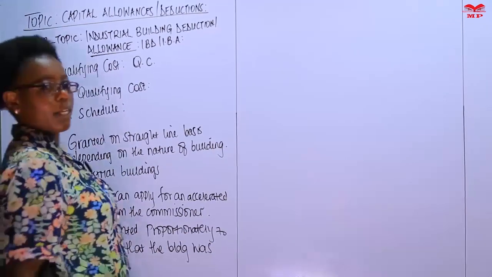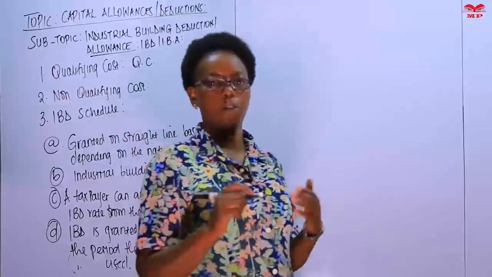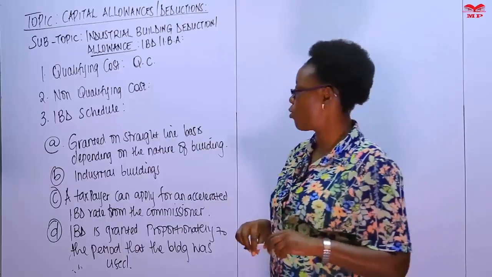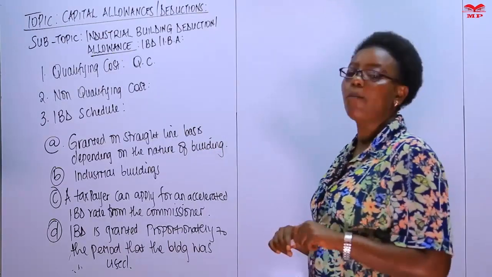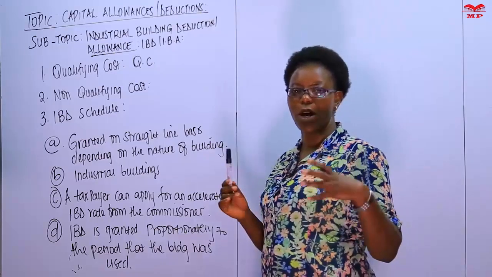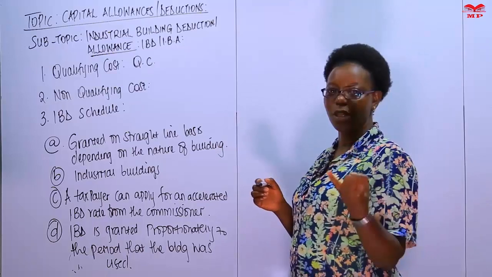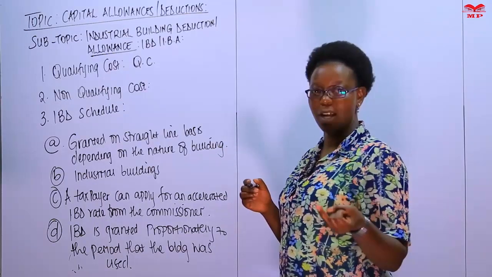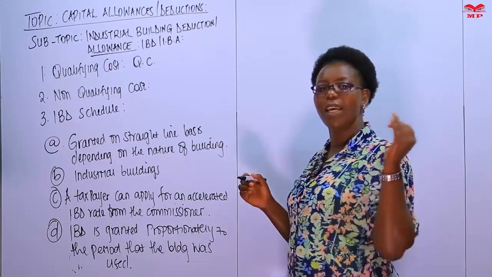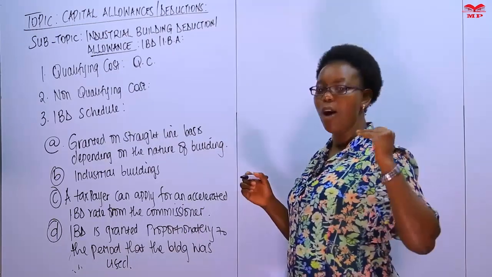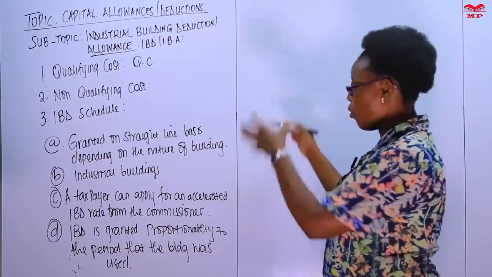So you remember that we had given certain qualifications for capital allowances in our introductory lesson. We said for a taxpayer to be granted capital allowances or to claim capital allowances, they've got to own the asset. They must have used that asset in the course of business in the year of income under consideration. So let's go over this again.